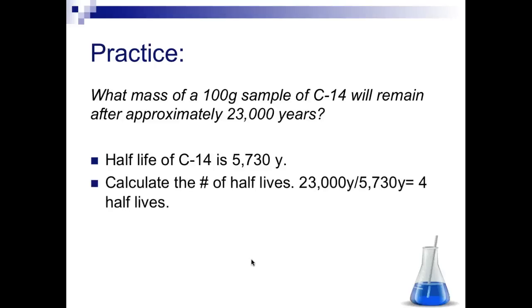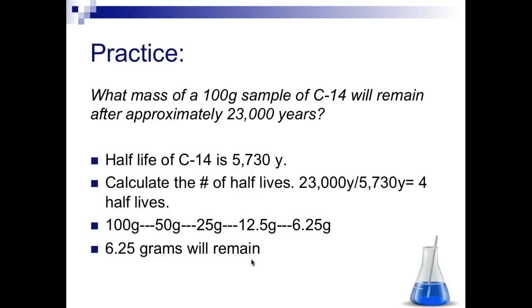The next thing you're going to want to do is calculate the number of half-lives that have passed in 23,000 years. So you're going to take your 23,000 years divided by 5,730 years, and you're going to see that 4 half-lives have gone by. So now you're going to take your 100-gram sample and divide it in half 4 times. When you divide it in half 4 times, your final mass will be 6.25 grams, and that's how much will remain.